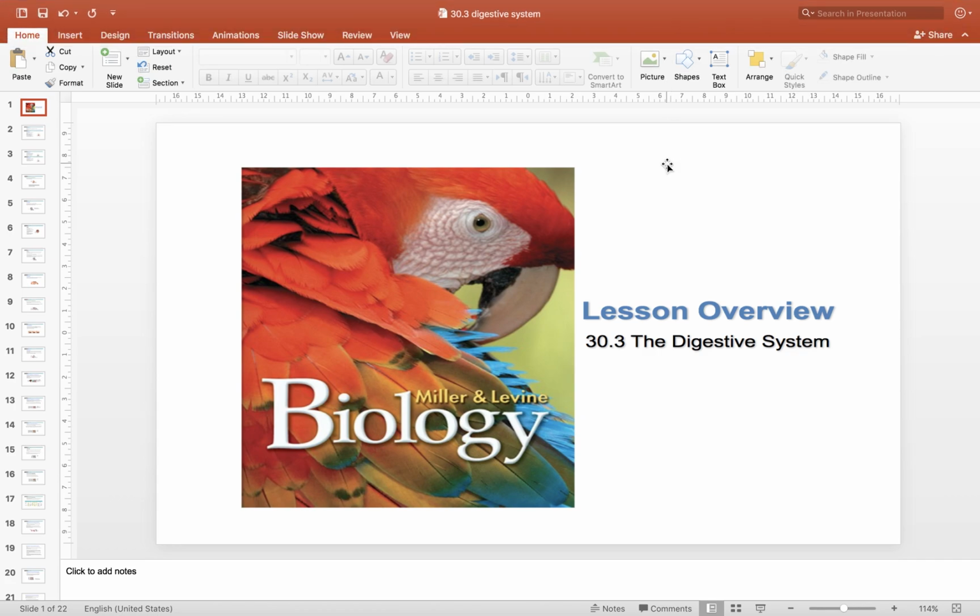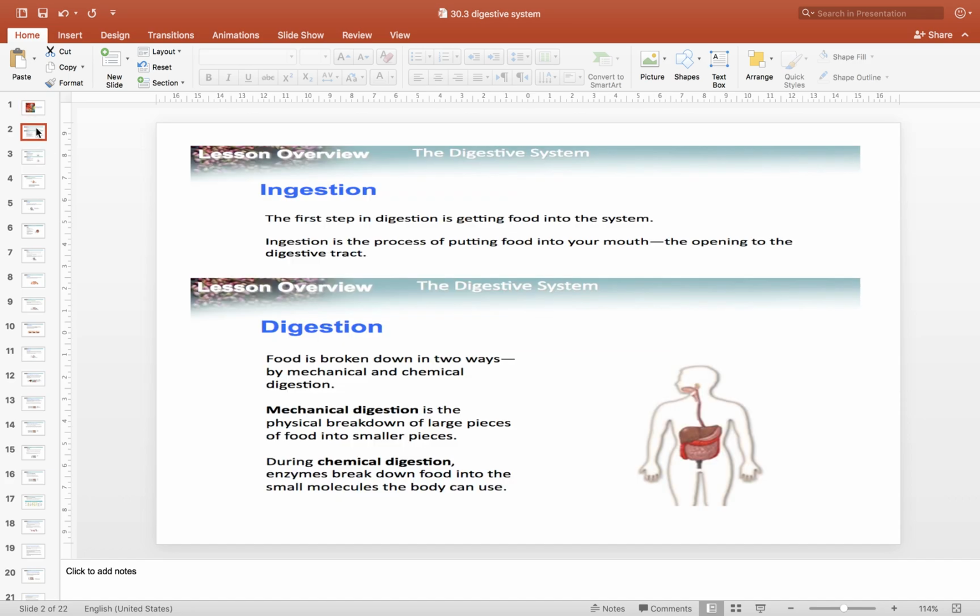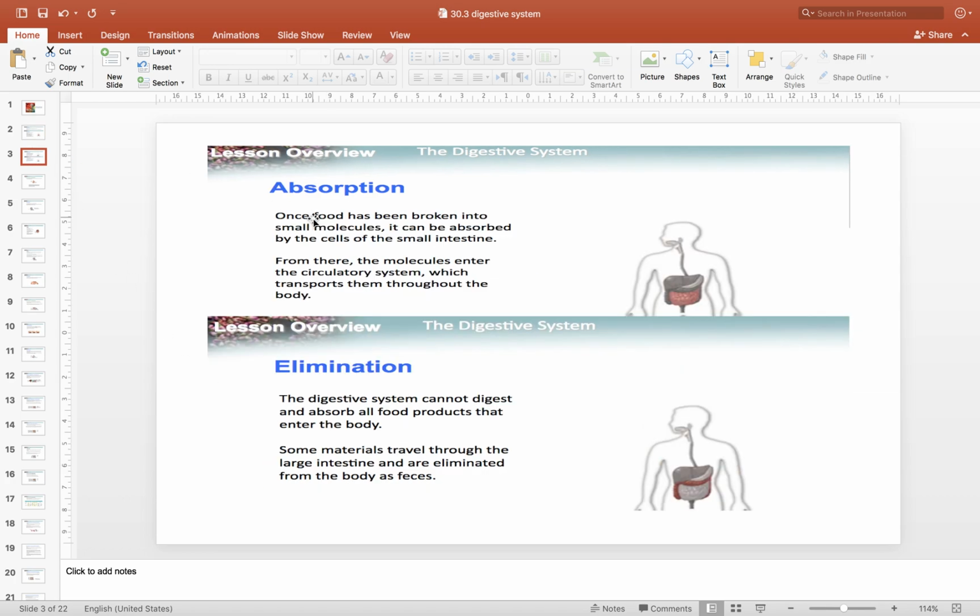Okay, so today's lesson is on 30.3, the digestive system. In the digestive system, there are processes that involve intake of food, which is ingestion, the digestion of food, which is both mechanical and chemical, the absorption process, and then the elimination. We're going to take them in turn.